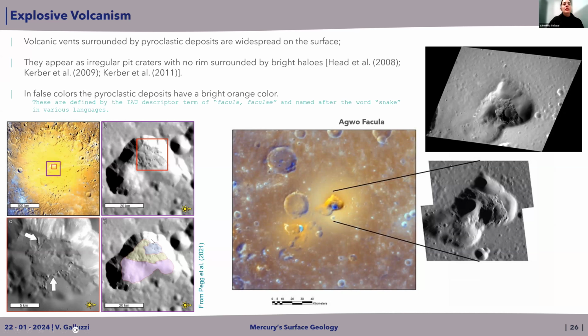At the center of these faculae, you can see that you always have a vent, a volcanic vent. And you can see in these vents several stages of disruption and venting. As you can see, for example, in the Agwa Facula, you have a part which is very subdued and a part which is fresher. So it means that this vent erupted several times in the history of Mercury. Explosive volcanism on Mercury is long-lived.